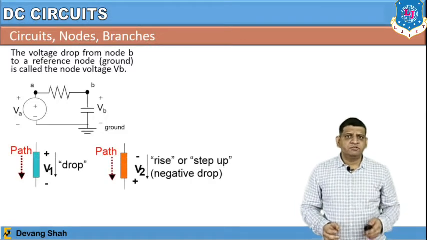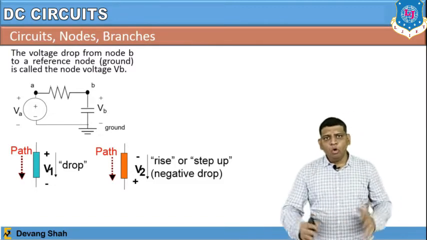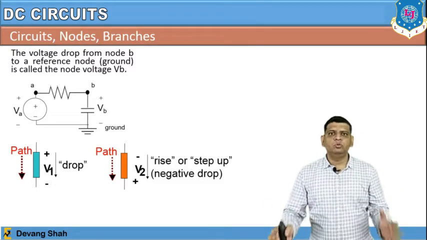The next terminology we define is a path. Now what do you mean by the path? Ultimately all this terminology depends on the movement of current.